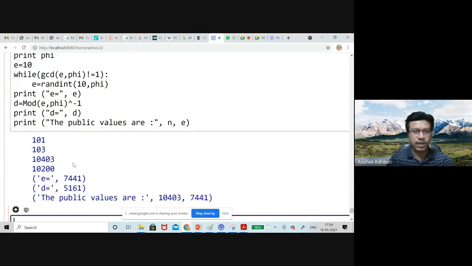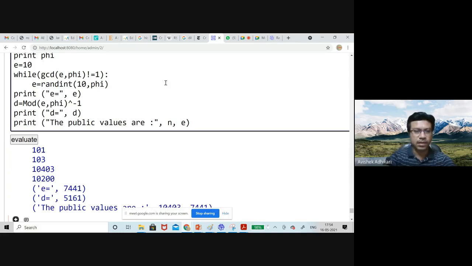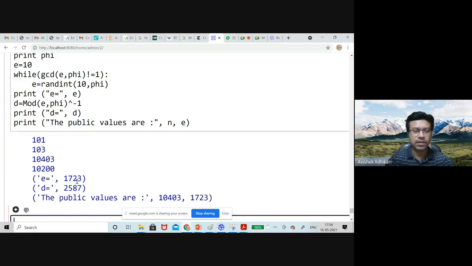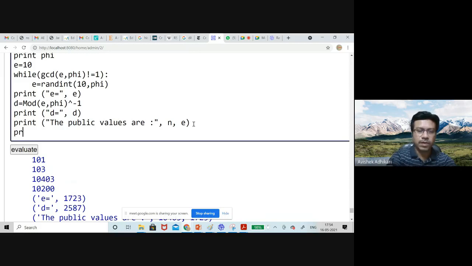Now you see that every time E and D will be changed. So now it's 7441, and if I run it, now it's 1723, because all the time I am changing it because it's calling the random function. Okay, so this was my n value and this is my E value. Okay, and then the private value, print the private value. I'm just putting D only.